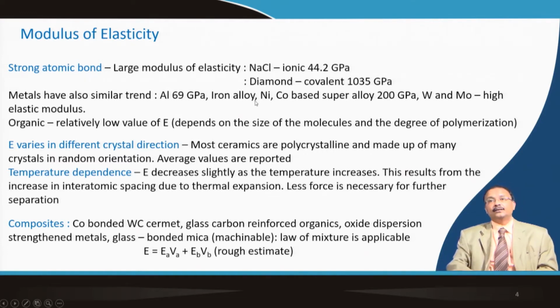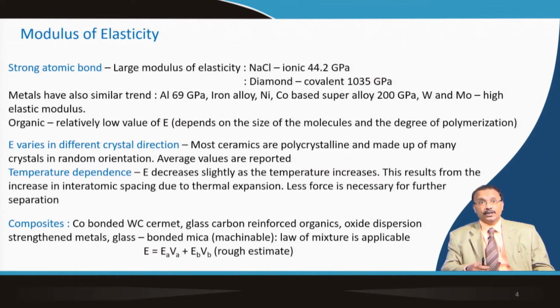Metals also have similar behavior: aluminum, iron alloy, cobalt, nickel, cobalt-based superalloy, for example, give an elastic modulus of about 200 GPa. Tungsten and molybdenum have a high elastic modulus. As compared to that, organic materials, for example polymers, have a relatively low value of elastic modulus, and that basically depends on the size of the molecule as well as the degree of polymerization.